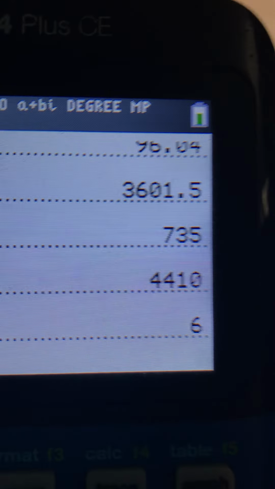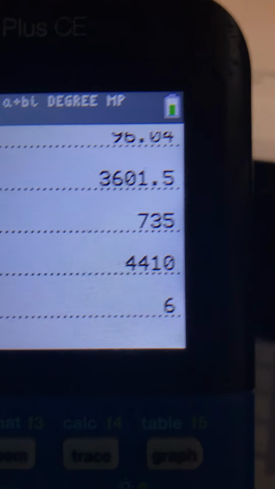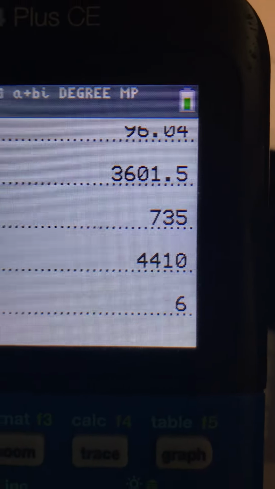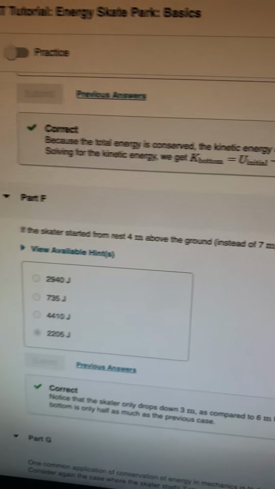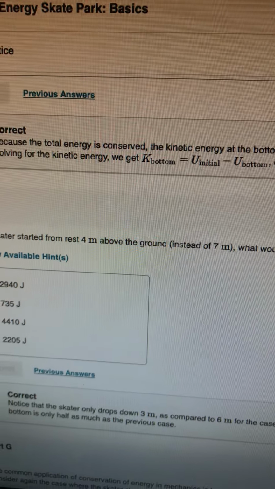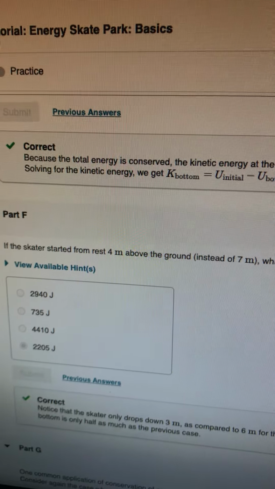Okay, but over here on the problem, the 4410 J is the kinetic energy at the bottom of the track when going down from 7 meters to 1 meter, which is a total of 6 meter height, from the top to the bottom. But over here, instead of a 6 meter drop, what are we looking at? 4 meters above the ground instead of 7. So now we start at 4 meters instead of 7. So 4 meters minus the 1 meter is 3 meters. So we're doing a 3 meter dive instead of a 6 meter dive.